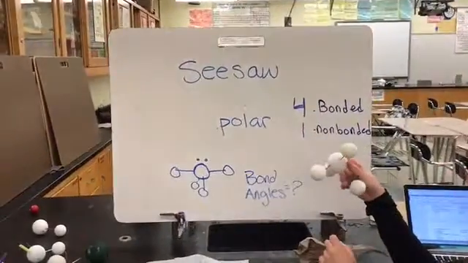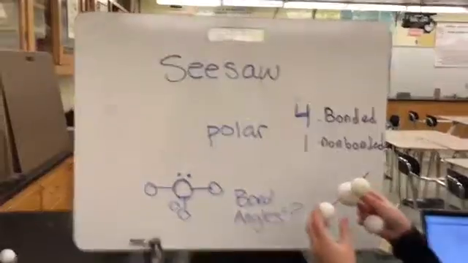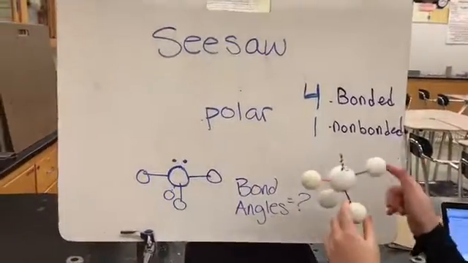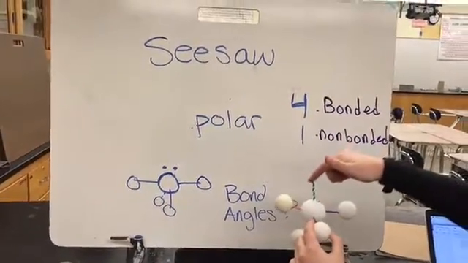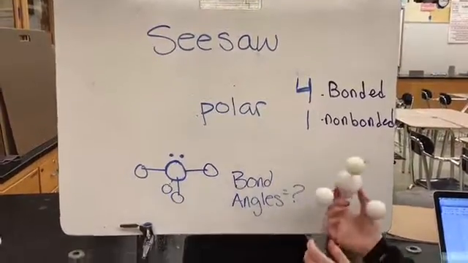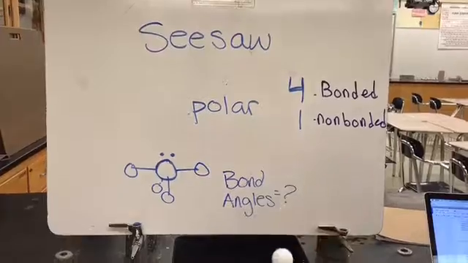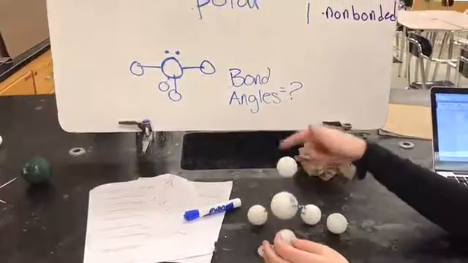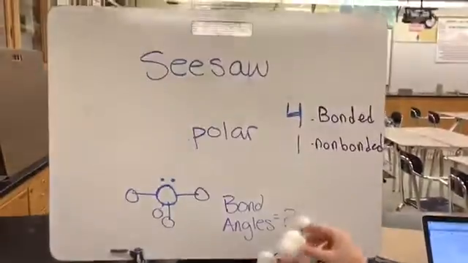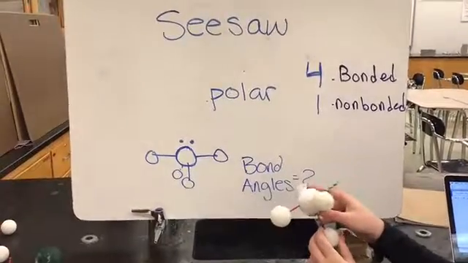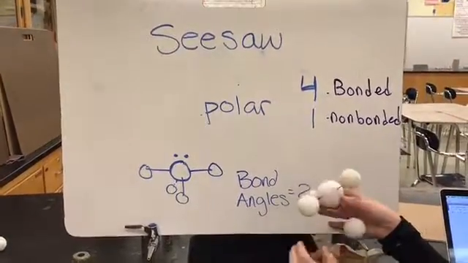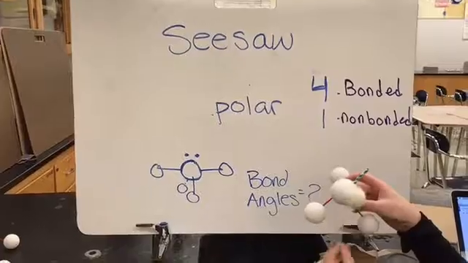Okay, so next is the seesaw molecular geometry. It has 4 bonded electrons and 1 unbonded. The bond angles are unknown. It gets this shape because it forms a sort of seesaw with the bonded electrons. It is polar because these 2 charges will meet at the bottom.